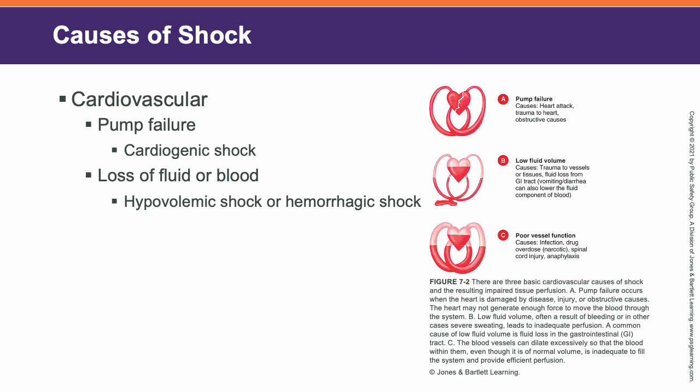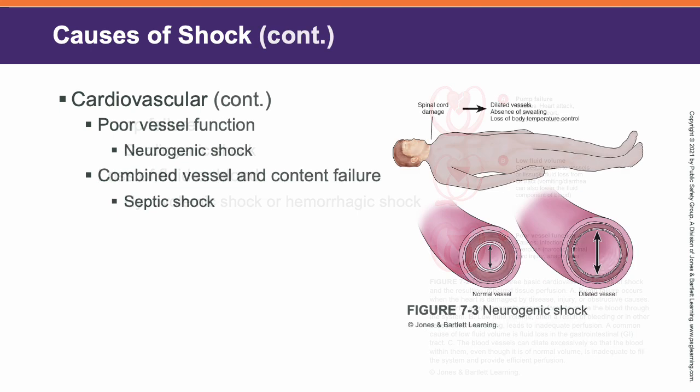And then poor vessel function, and there's another visual of this one on the next slide. So when all these vessels get large and they dilate, right, there's not enough blood in the system then to have enough pressure to get through. Kind of like I talked about with poor vessel function. Again, these vessels can dilate so large that there's not enough pressure to push the blood out. A combined vessel and fluid failure is called septic shock. Neurogenic shock, again, is part of this when these blood vessels dilate.